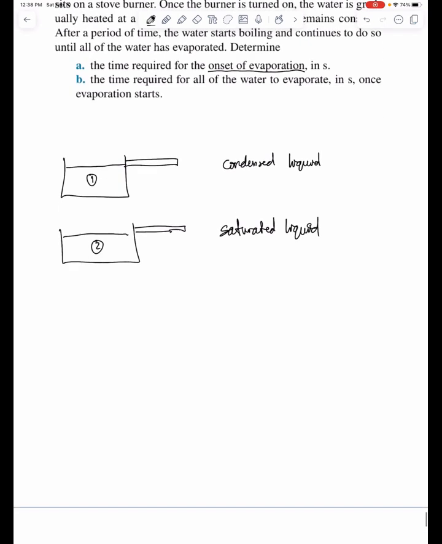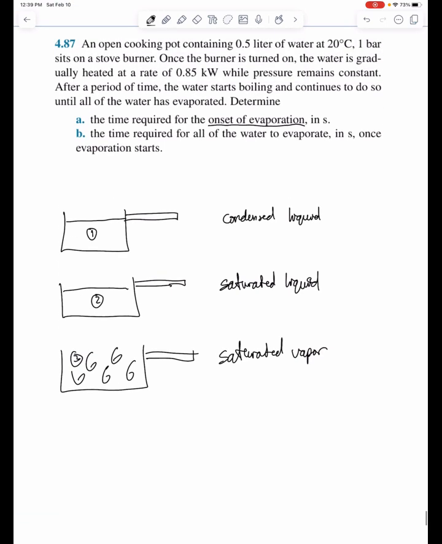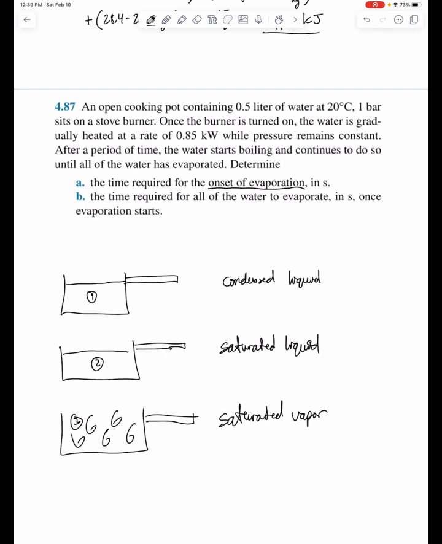And finally, the time it takes for everything to evaporate. So this would be saturated vapor. And the gas would probably leave the cooking pot because it's an open system. So these are 3 states: condensed liquid, saturated liquid, and saturated vapor. And from what I'm reading here, each of these 3 processes shares a common theme, and that theme is isobaric, because it tells me that pressure is constant while the water is being heated.